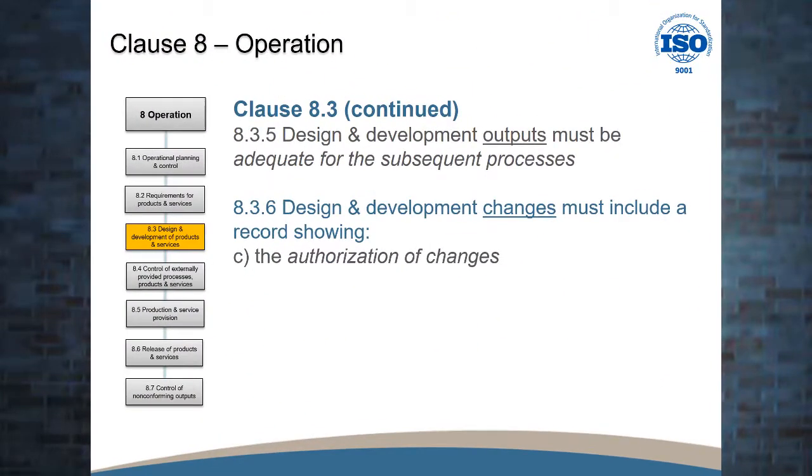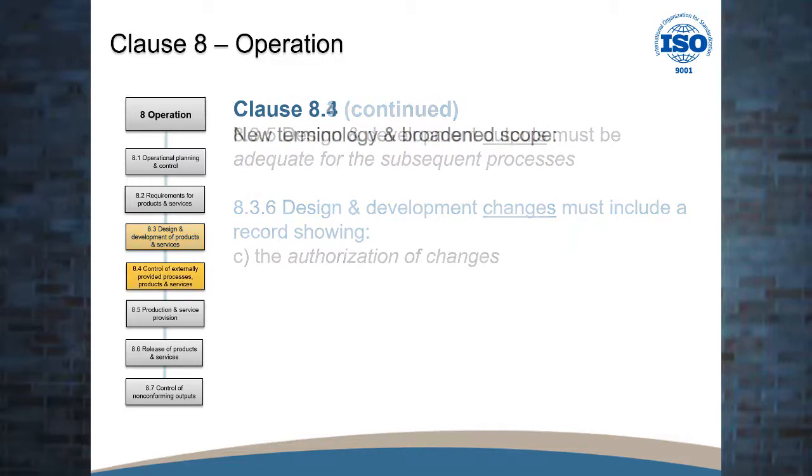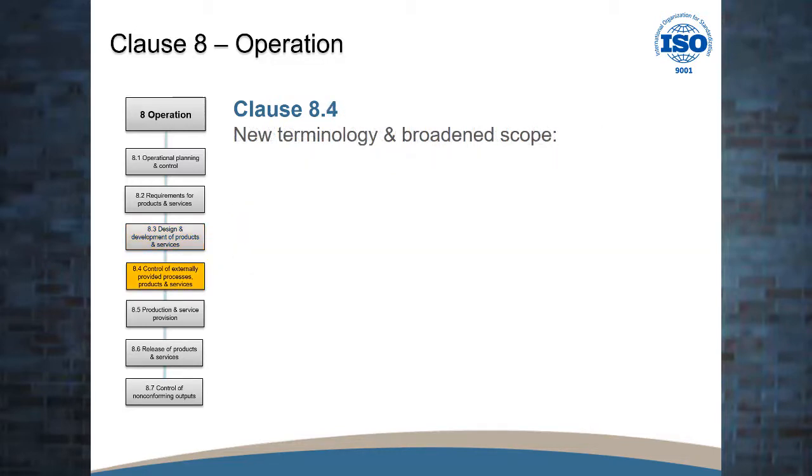8.3.6, design and development changes must include a record showing C, the authorization of changes. So who is authorized to approve the change? I like that. You'll see again, authority, authorize, that nomenclature used throughout the standard, and I like that. It brings some accountability. So that's design and development.